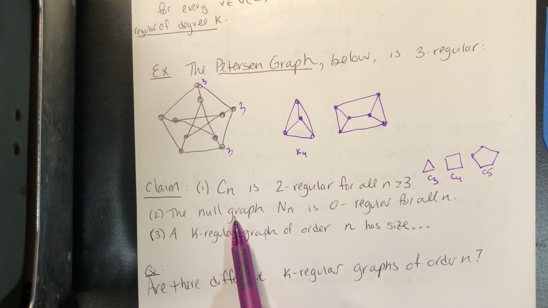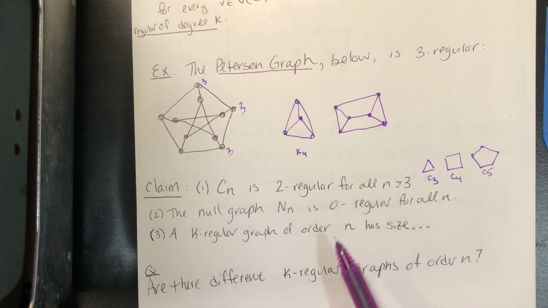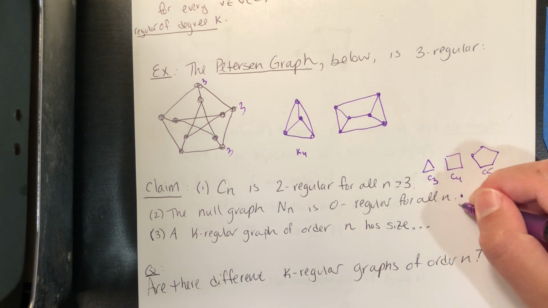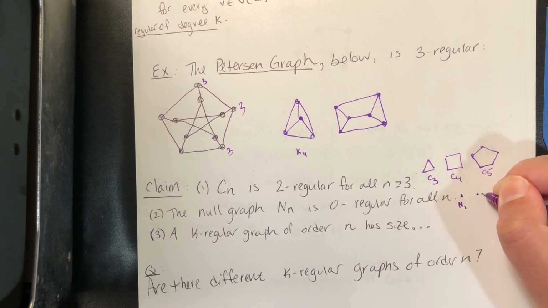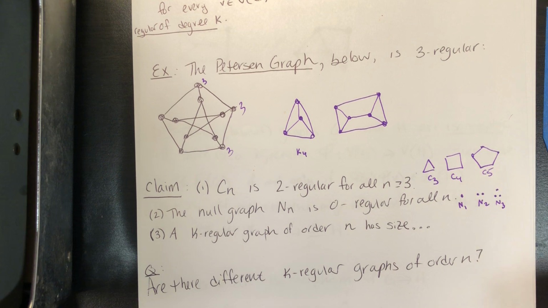We have the null graph. Remember, a null graph is just a graph that has no edges at all. So a null graph, which we might describe as big N sub little n, is 0-regular for all n. Here's big N sub 1, here's big N sub 2, here's big N sub 3. Every vertex has degree 0, so these graphs are 0-regular.